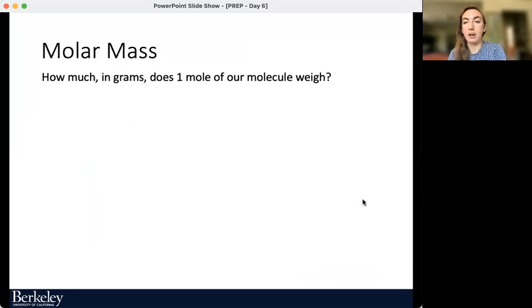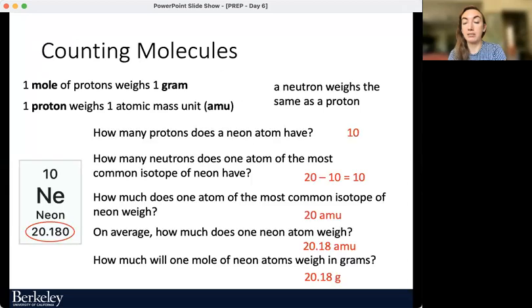So the molar mass, which is something you're going to have to calculate a lot, is how much in grams does 1 mole of our molecule weigh? So the molar mass of neon is 20.18 grams per mole. So 1 mole of neon weighs 20.18 grams. The molar mass of neon is 20.18 grams in a mole.